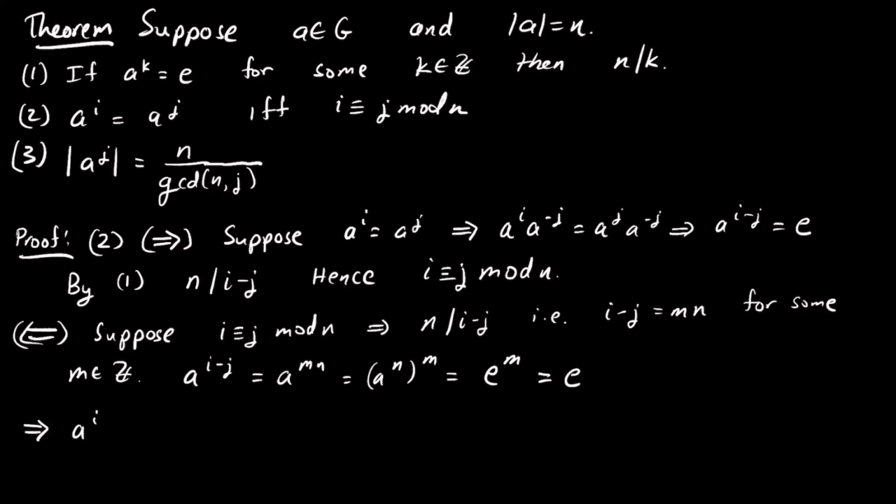So what have I shown? Well, this implies that a to the i minus j is equal to e. Now I'm going to multiply by a to the j on both sides, so this tells me a to the i minus j times a to the j is e times a to the j.